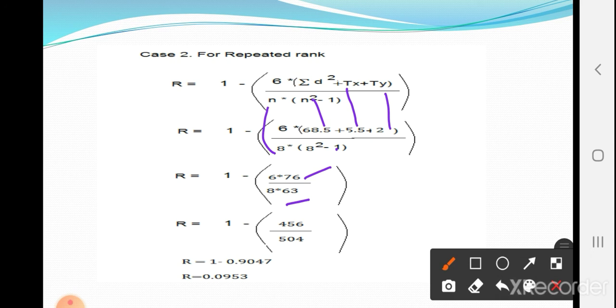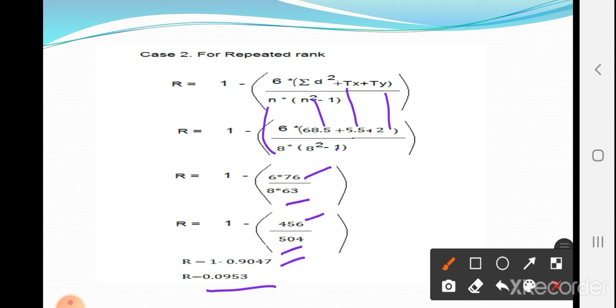Then 6 into 76, that is 456, divided by 8 into 63, that is 504. 456 divided by 504, that is 0.9047. So 1 minus 0.9047, that is 0.0953. That means there is a low degree positive correlation between the variables.